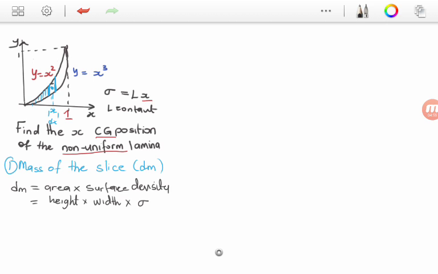Okay, we can further simplify this, since we know the height. Here we're given two equations. In order to find the height, we're going to take the upper equation and subtract the lower equation. So it should be something like this. We have x squared minus x cubed. Then we have to multiply this by the width. What is our width here? We already stated that the width will be dx. So from this side to here is dx. But in reality, this dx is very small. It's a tiny width. So it's dx. And then we have our surface density, which we know is Lx.